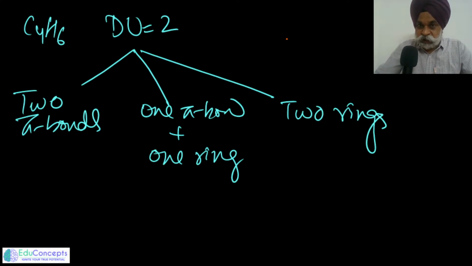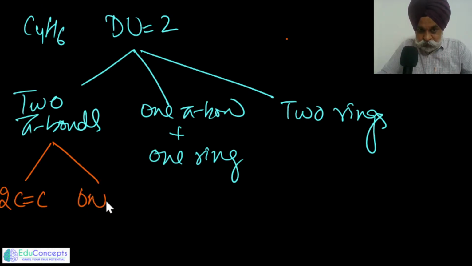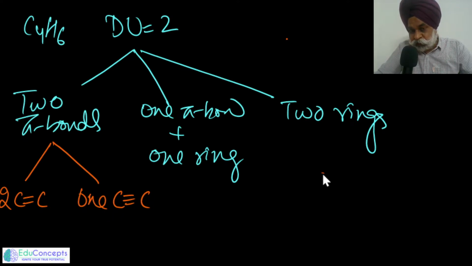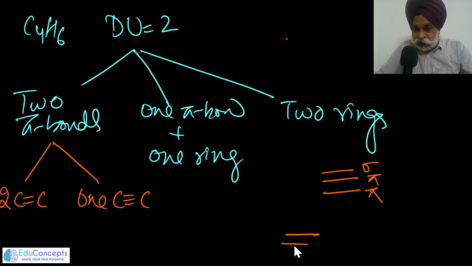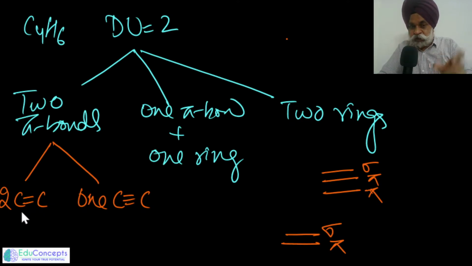The point here is very interesting. The point here is 2 pi bonds can be available in 2 carbon-carbon double bonds, or 1 triple bond. Because I know for sure that you all know that in a triple bond there is 1 sigma and 2 pi bonds, and in a double bond there is 1 sigma and 1 pi bond. So when you talk of 2 pi bonds, they can be available as a carbon-carbon double bond repeated 2 times, or 1 triple bond. Now let us see one by one, and I would show you.